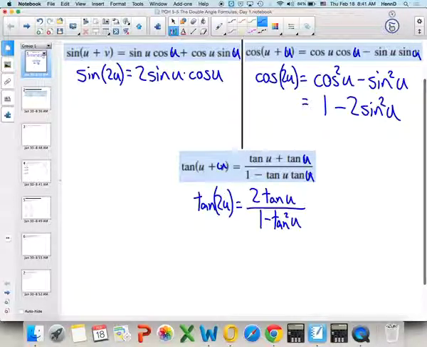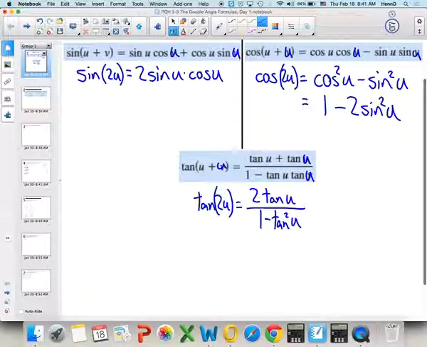Because what did you do with the cosine? You made the cosine squared into a 1 minus sine squared. So that's where the other sine squared came from, right? He used the Pythagorean identity here. Cosine squared is 1 minus sine squared. So 1 minus sine squared minus another sine squared is 1 minus 2 sine squared. Now there's another thing that we could have done.